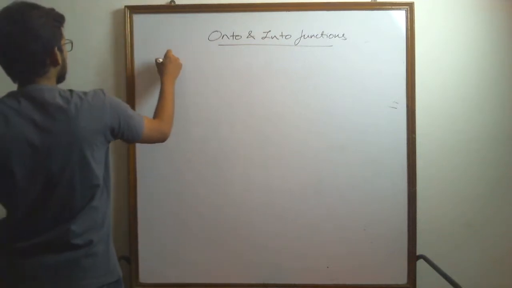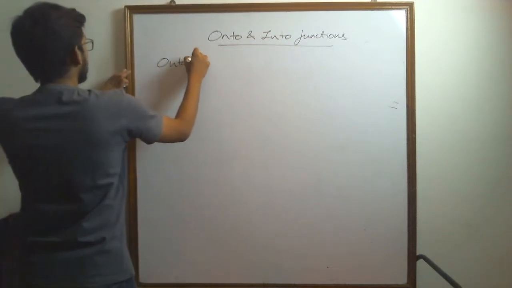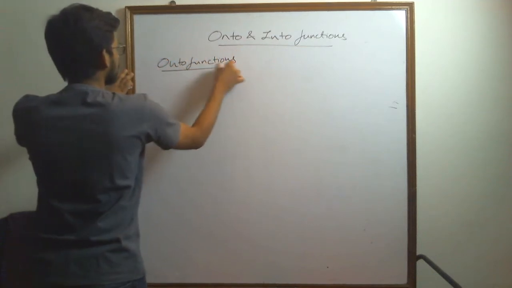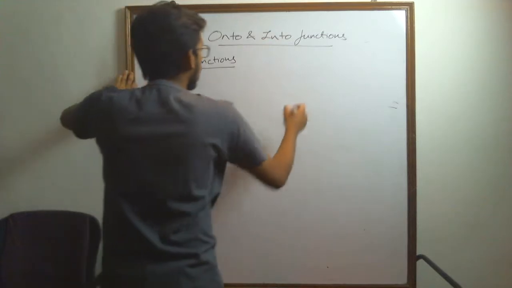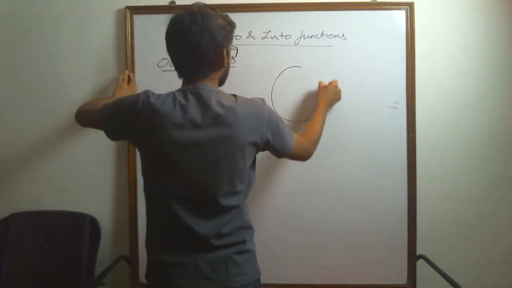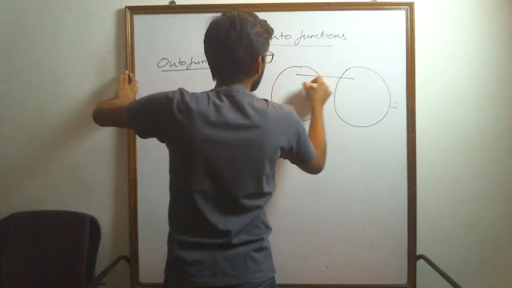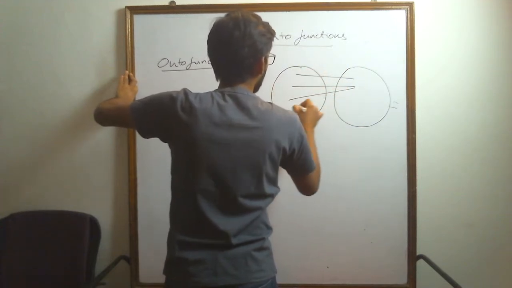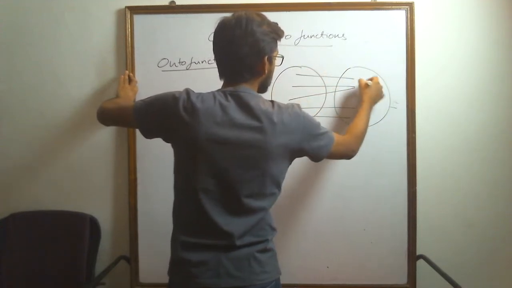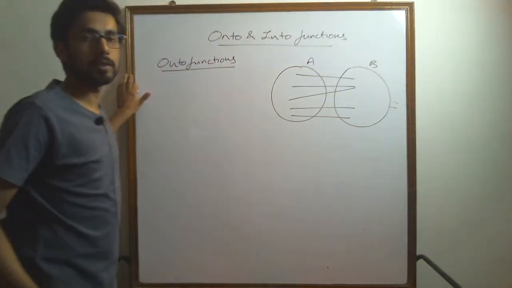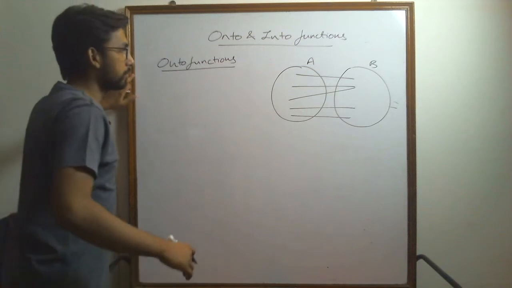Let's start with onto functions. Onto functions are those functions in which there are no free elements in the codomain. There are no free elements here in the codomain. Those functions are known as onto functions.